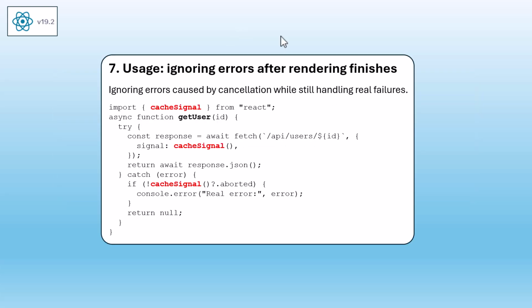7. Usage. Ignoring errors after rendering finishes. Another important use case is error handling. Sometimes an error happens not because something truly went wrong, but because work was cancelled. For example, a database connection may close when rendering is done. By checking whether the signal has been aborted, you can distinguish between real errors and cancellations. This allows you to ignore or suppress logging for expected cancellations, while still reporting genuine problems. This leads to cleaner logs and more meaningful error reporting.